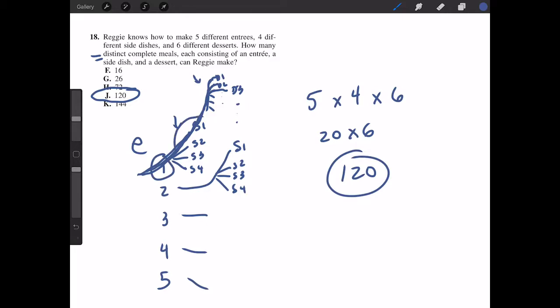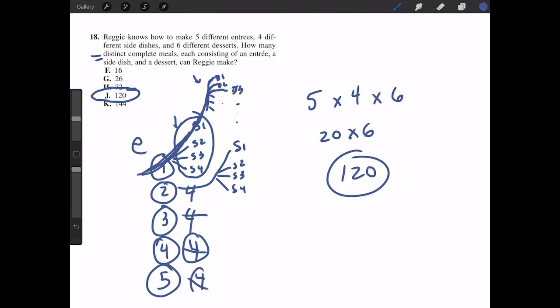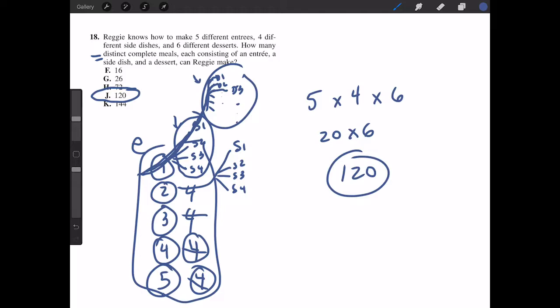Because again, for every entree, you have a total of 4 different side dishes. But then the same thing for the second one, 4. The third one, another 4. Fourth entree, another 4 side dishes. And the fifth entree, another 4 side dishes. So you have 5 times 4, a total of 20 choices here. But then you still have to consider desserts, which is a total of 6 choices.